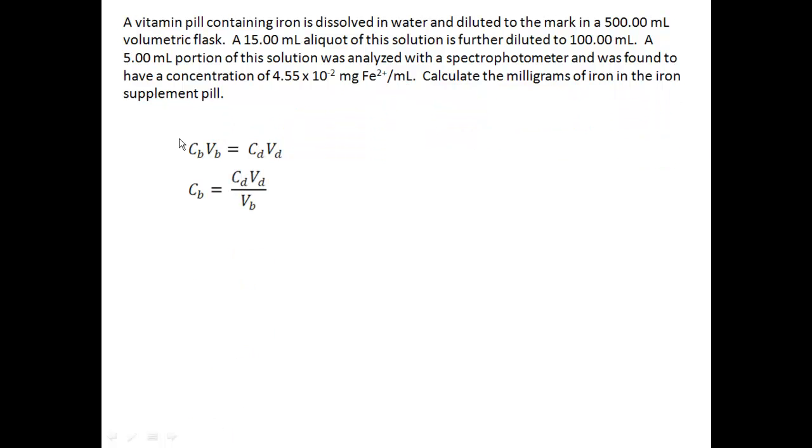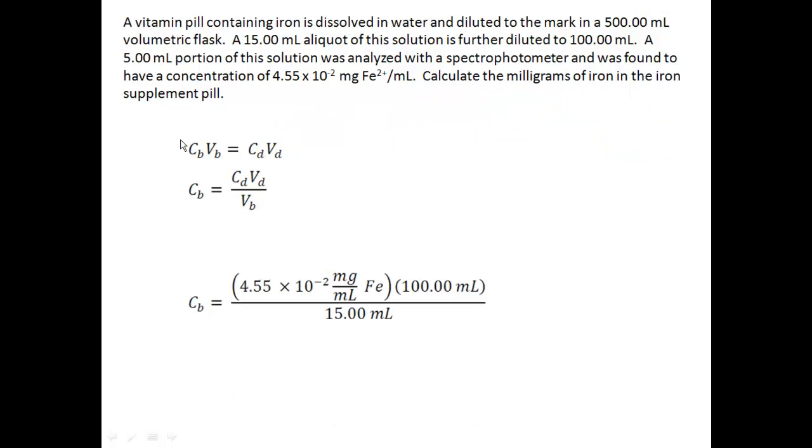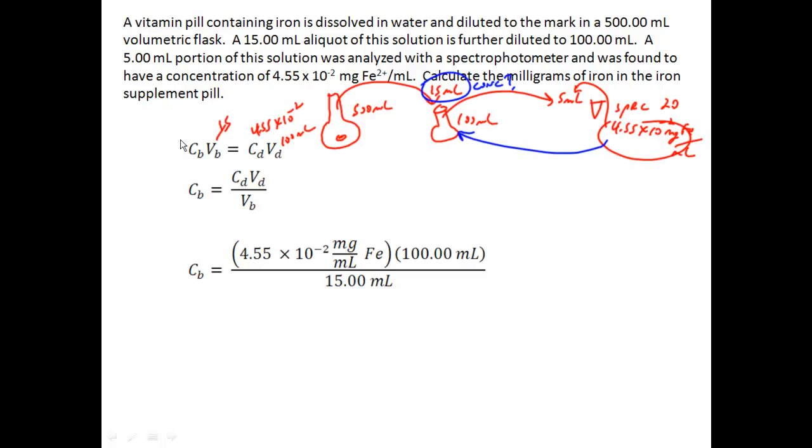Okay, do the math. That means the concentration of bulk would be your diluted concentration times your volume of your diluted divided by the volume of your bulk. Which in this case is 4.55 times 10 to the minus second milligrams per milliliter of iron for your concentration of your diluted. The total volume of that diluted is 100 mils, divided by the volume of the bulk that made that diluted sample, which is 15 mils. Your 15 mils will cancel. That'll leave you with 0.3033 milligrams per milliliter of iron. So that is my concentration.